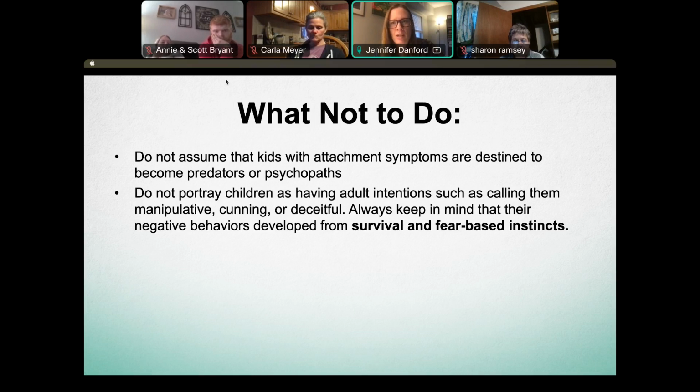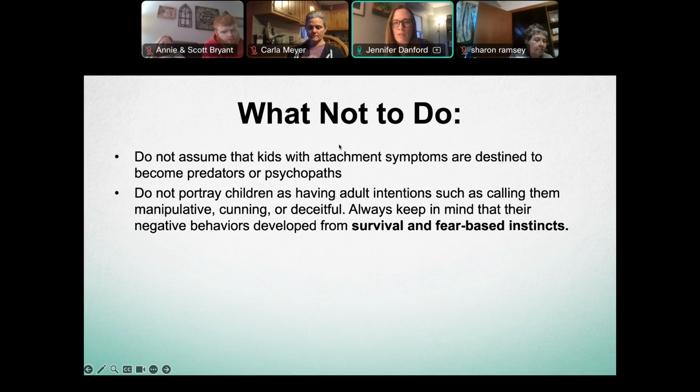This one's really tricky, and it sounds like a judgment on foster parents, and it's not. Don't portray children as having adult intentions, such as calling their behavior manipulative, cunning, or deceitful. This is with younger kids. I know our teenagers can certainly be manipulative, cunning, and deceitful. But understanding that these negative behaviors are developed from survival and fear-based instincts helps to weigh that in a different way. Yeah, that one's kind of tricky.